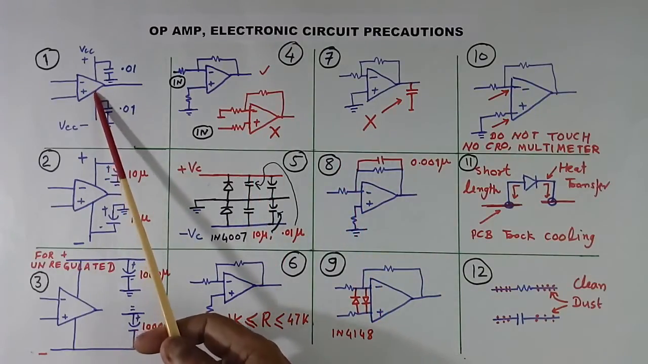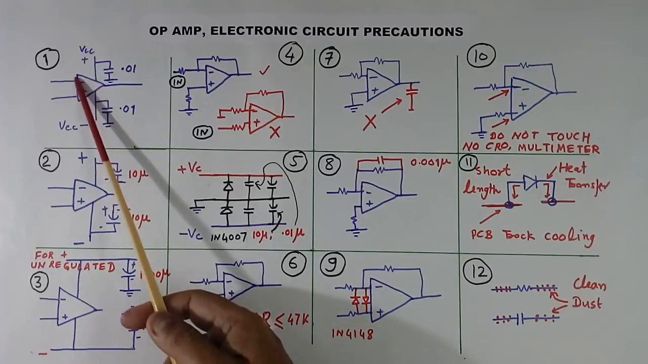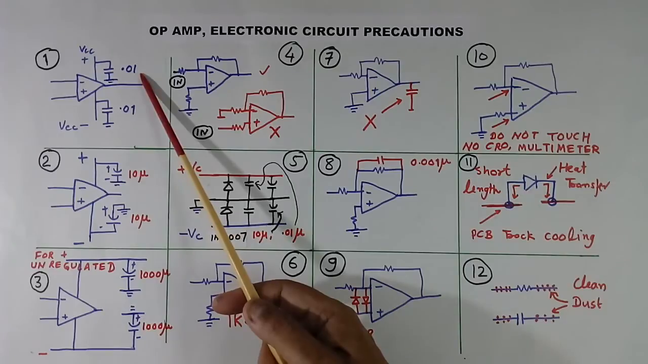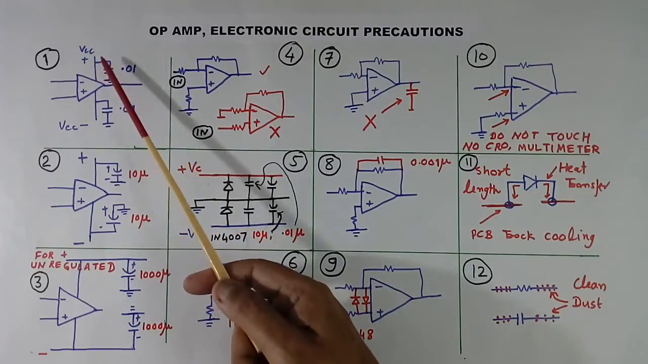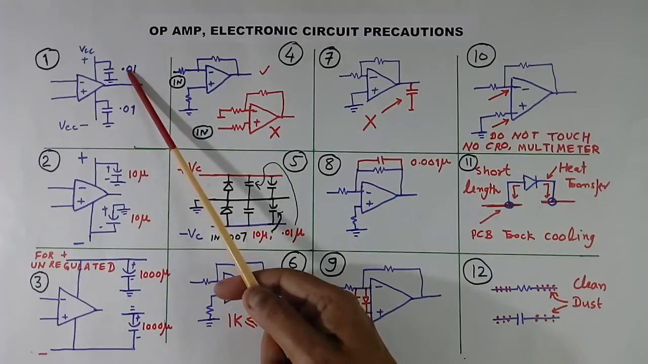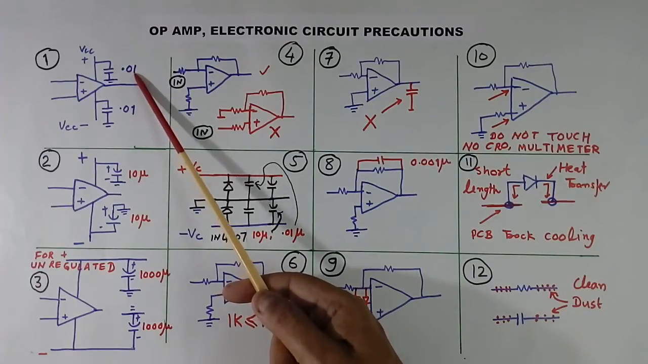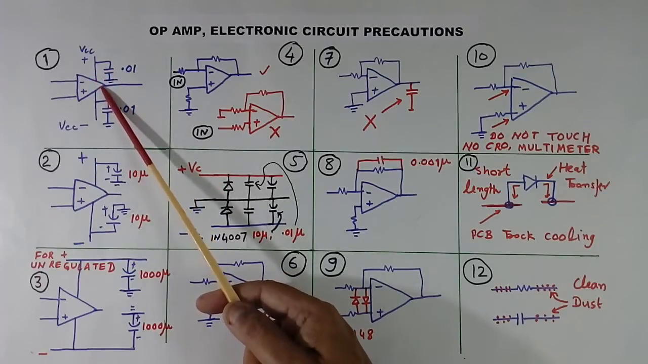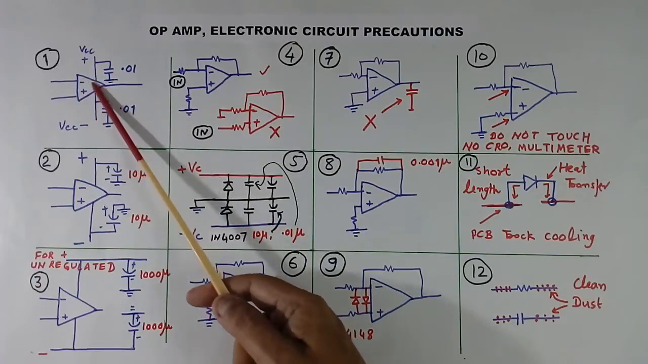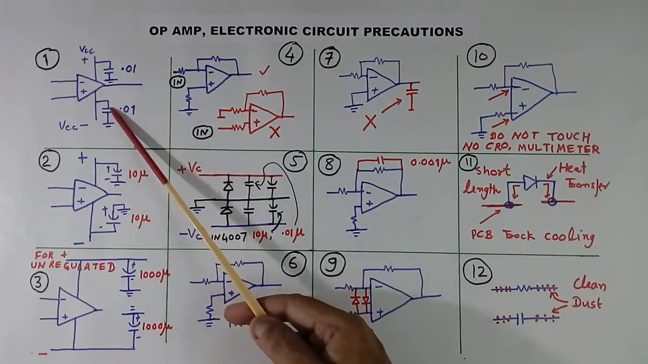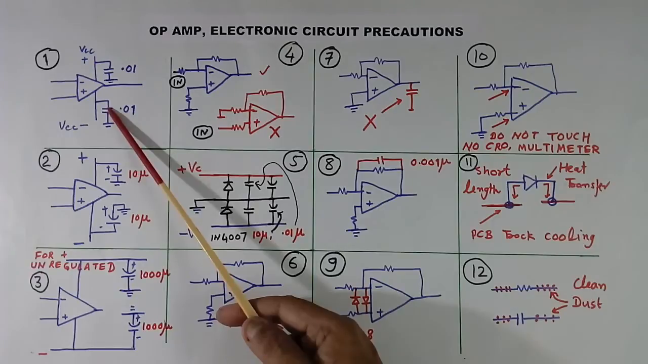First is this. This is the op-amp I have shown. We should use one capacitor of 0.01 microfarad on both sides, in plus also, minus also. This is a high frequency capacitor. It can be metallized polyester. This capacitor should be used for each and every IC. If you are using 10 ICs, you have to use 10 of these capacitors. These capacitors are not common for the board.